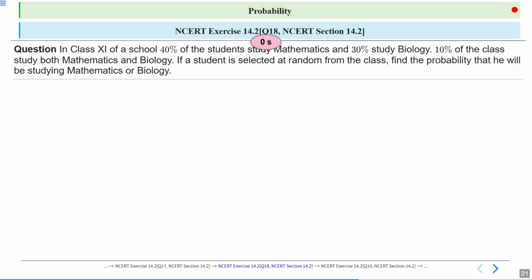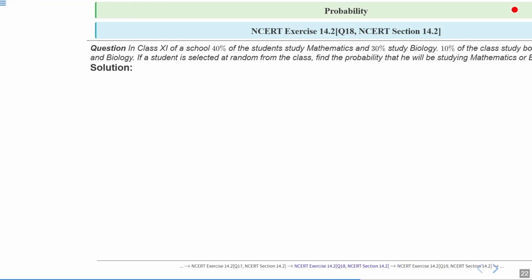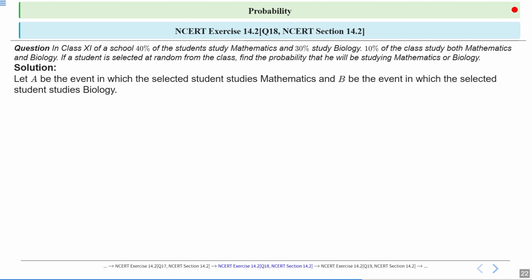Okay, students, now we will solve this question. So first let A be the event in which the selected student studies mathematics, okay, and B be the event in which the selected student studies biology. Okay, so we let first event A denote that the selected student studies mathematics, and the event B denote that the selected student studies biology.